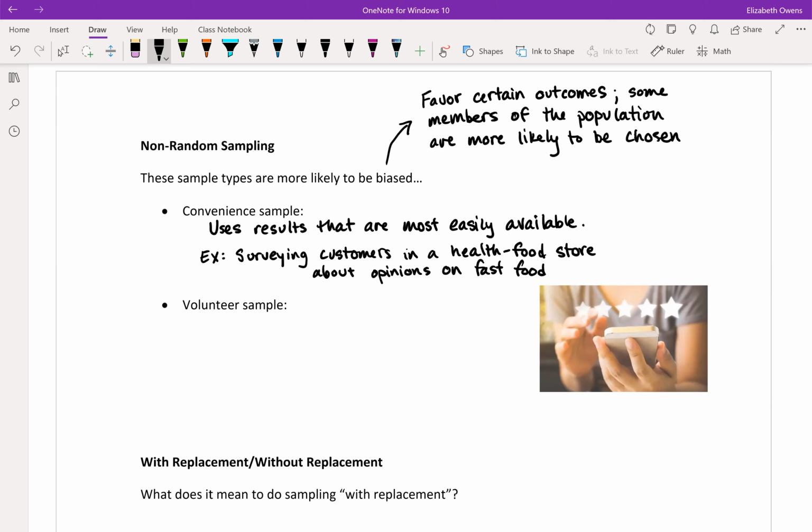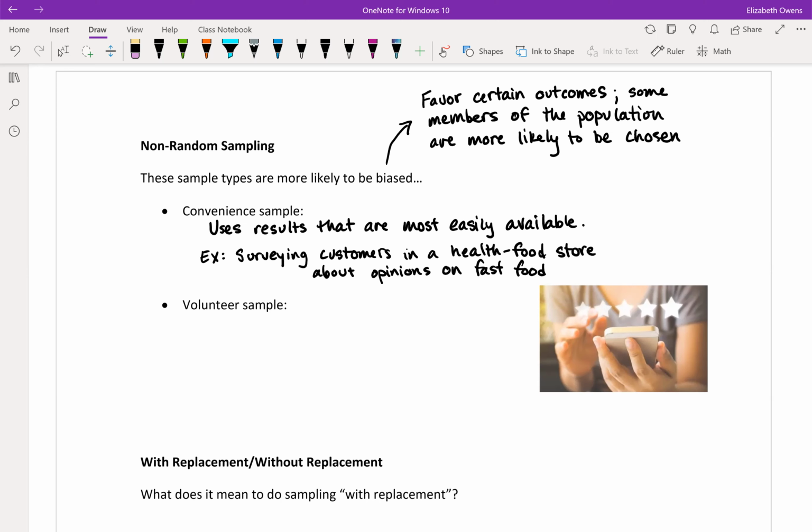There's a certain clientele that would frequent a health food store, and they might have some similar opinions about fast food. So this is more likely to be biased, but the results are pretty easy to get because you can just stand in the health food store and ask people until you have enough. But we want to make sure that we're getting good data, not always just easy data.